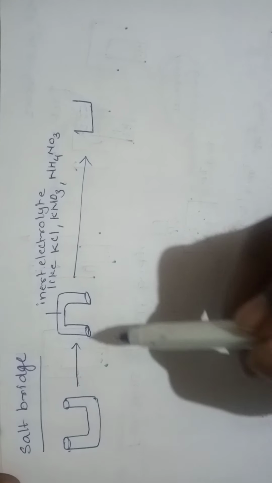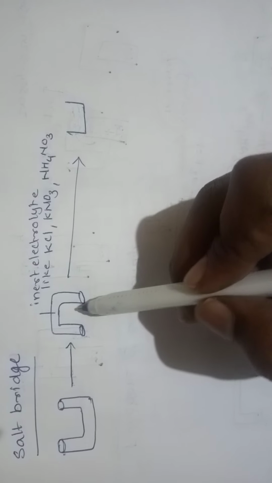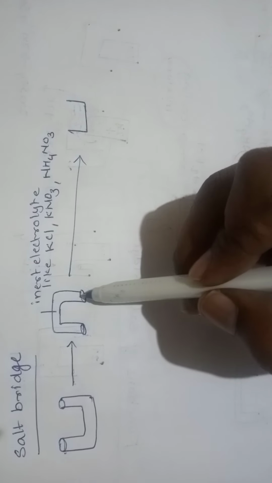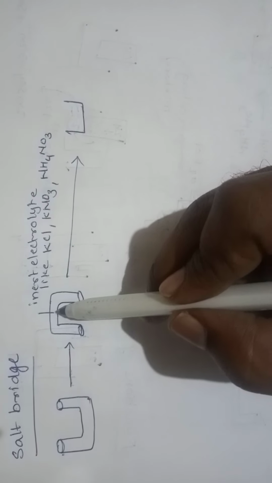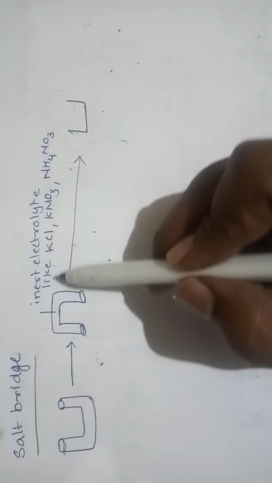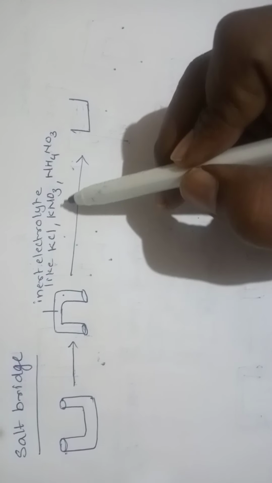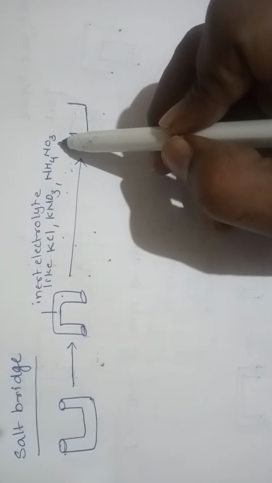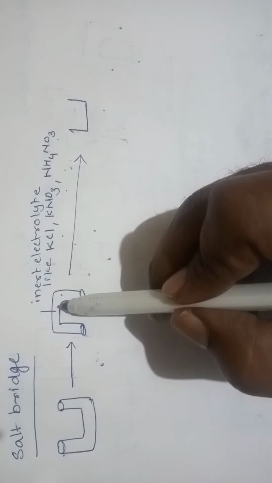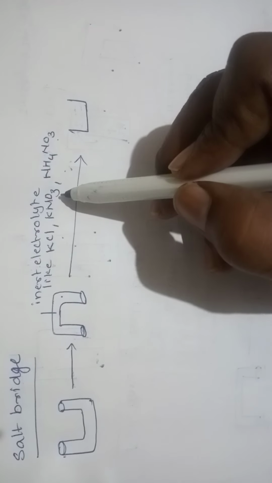Salt bridge. A salt bridge is usually an inverted U-tube. This U-tube is filled with inert electrolytes like potassium chloride, potassium nitrate, or ammonium nitrate solution. Okay, how do we fill this salt bridge with the inert electrolyte?